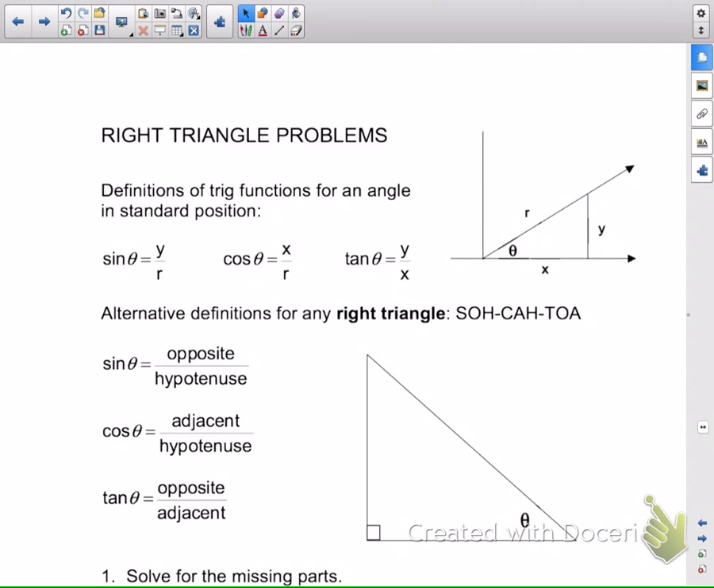We are going to start talking about right triangle problems just with our basic sine, cosine, and tangent. These definitions should be familiar to you because we've talked about them. Before we jump into word problems, we're just going to practice solving a basic right triangle and finding the opposite sides of it, which is what you see down at number 1 here.